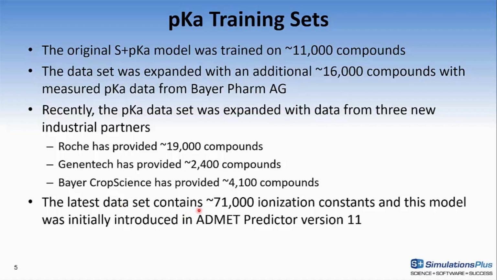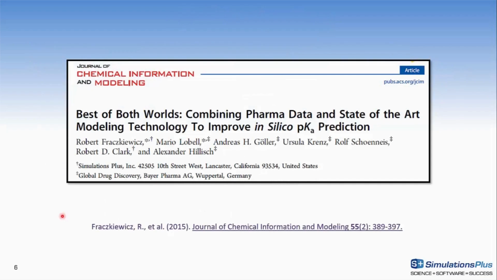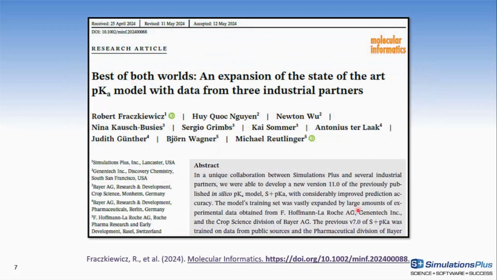So the latest data set contains about 71,000 ionization constants, and this model was additionally introduced in ADMET Predictor version 11. The first publication from the Bayer Pharmaceutical collaboration came out in 2015 in the Journal of Chemical Information and Modeling, and there's the reference for that. And then recently, Robert Franskevich et al. published a follow-up article that included the more recent data from Bayer Crop Science, Genentech, and Roche.